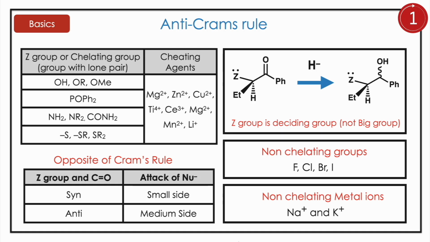Here the Z group is the deciding group, not the large group. The Z group may be a bigger group or a medium sized group, but it has the controlling character. If the Z group and carbonyl are syn to each other, it means small side attack; anti means medium side attack. So it is completely opposite to Cram's rule. Syn means small side, anti means medium side.